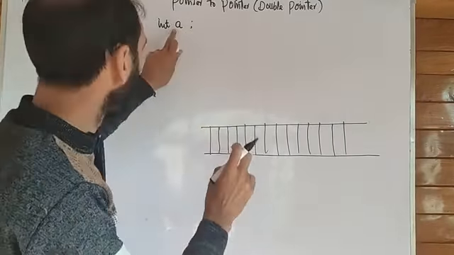For example, this is a, and its address is 1000, then 1001, then 1002, then 1003. I assume the address of this variable a starts from 1000, then 1001, third one 1002 and 1003.